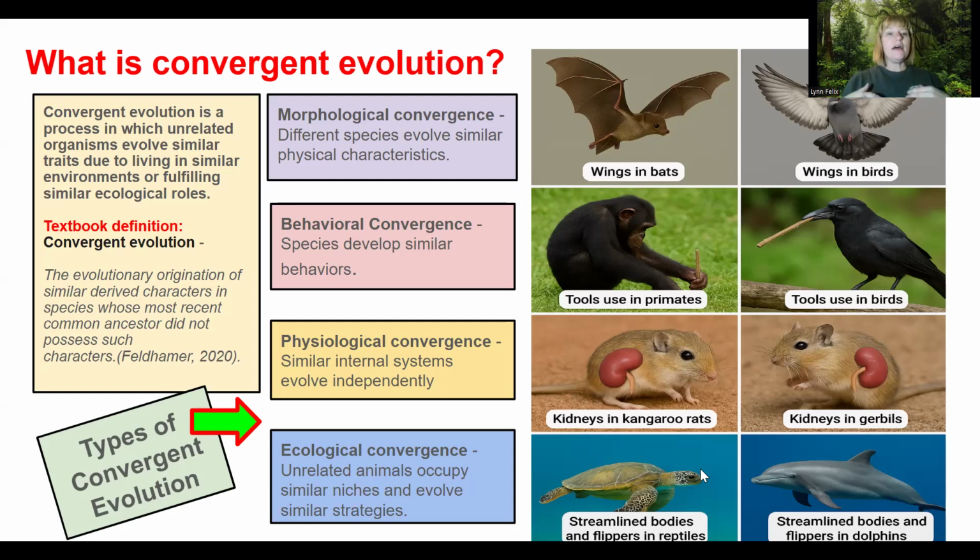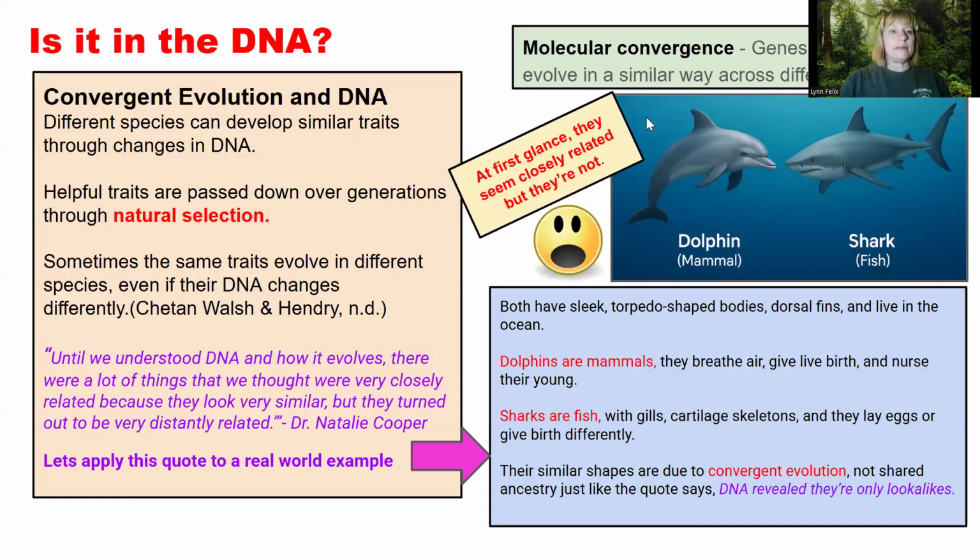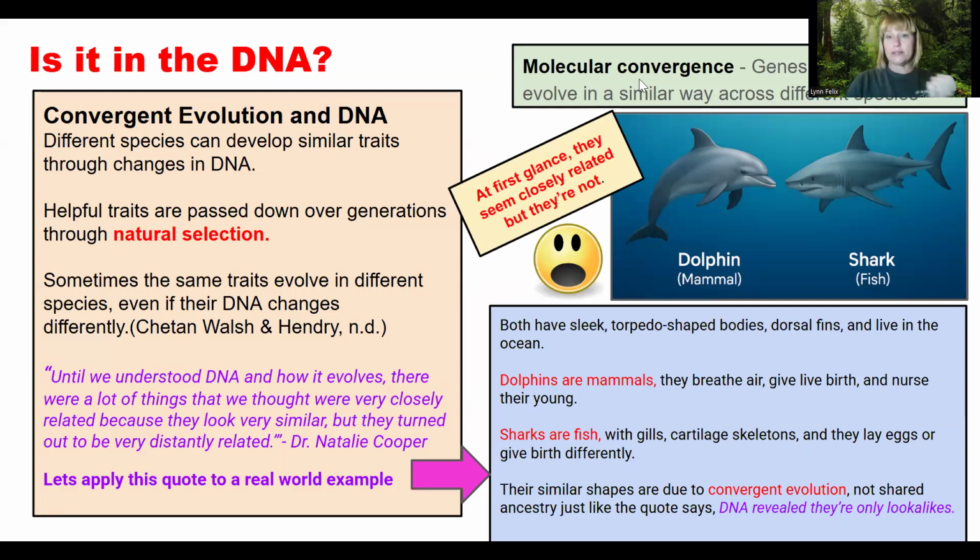Moving on, is it in the DNA? If we're looking at molecular convergence, we're looking at genes or proteins that evolve in similar ways across different species. So with convergent evolution and DNA, different species can develop similar traits through changes in DNA. Helpful traits are passed down over generations through what we call natural selection.